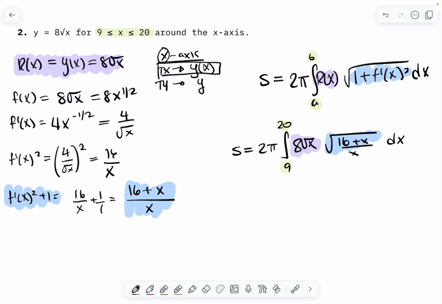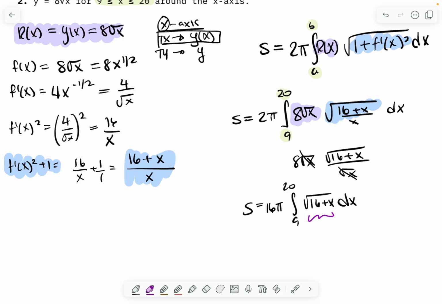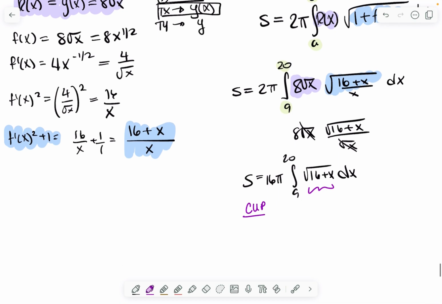So what I can do now is simplify. This still is here, but then this can be rewritten as such, and then these cancel out, so I'm simply left with 8 square root 16 plus x, and because this is a constant, I can bring it out, so this is going to become 16 on the outside, because 8 times 2 is 16. Now we can find the antiderivative of this, so that's a simple u substitution.